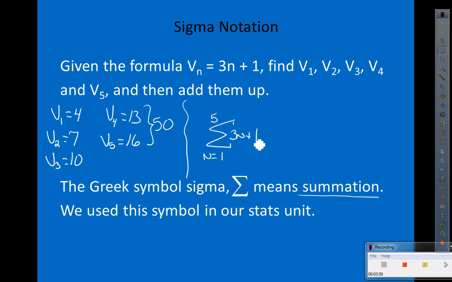Here's what this says mathematically. I would like for you to take all the numbers from 1 to 5, all the integers from 1 to 5. So you're going to use 1, 2, 3, 4, 5. You're going to go find the value of each of those. So just like we did over here. But here's how it looks now. 4 plus 7 plus 10 plus 13 plus 16. Add them up and get 50.